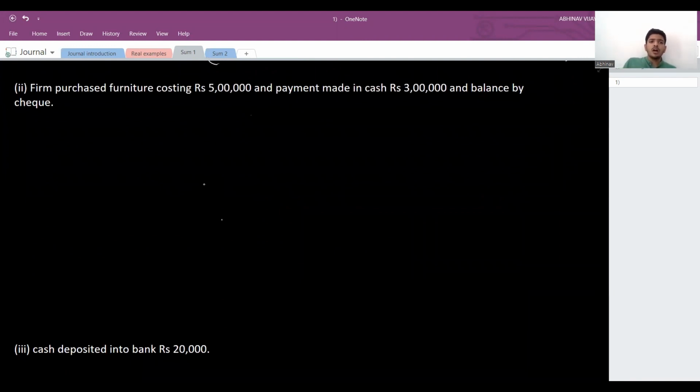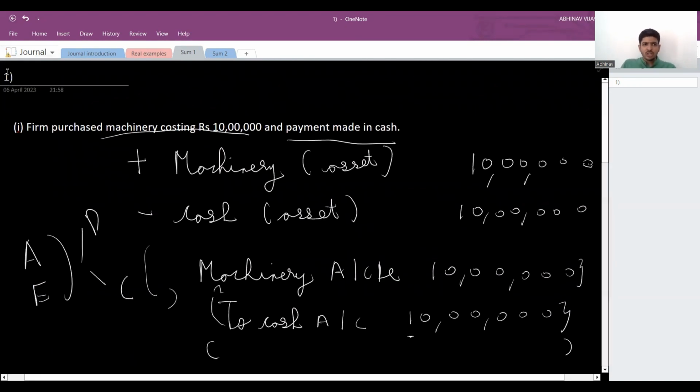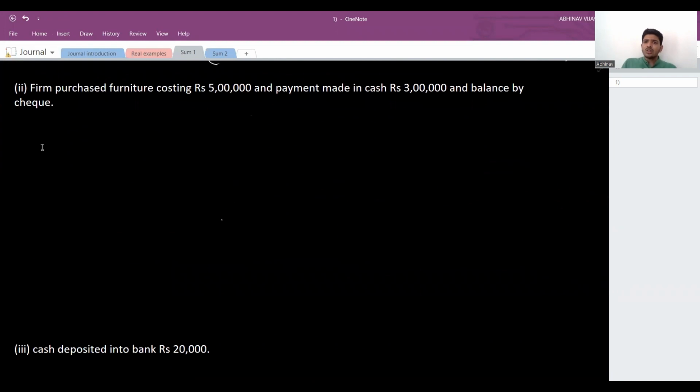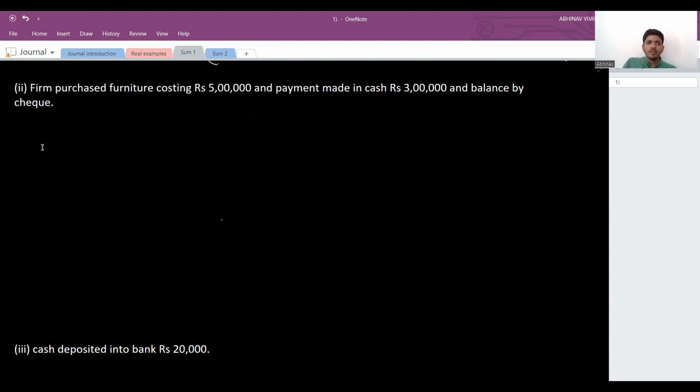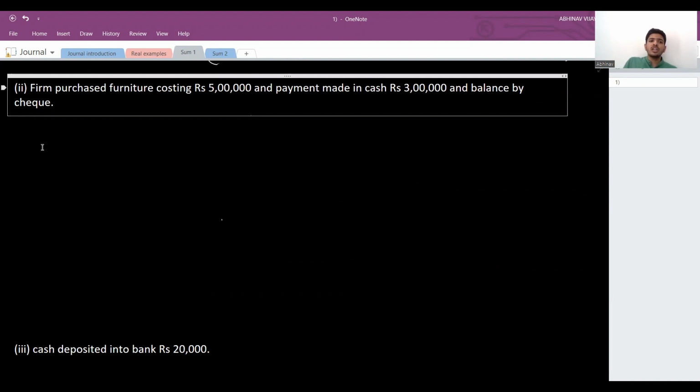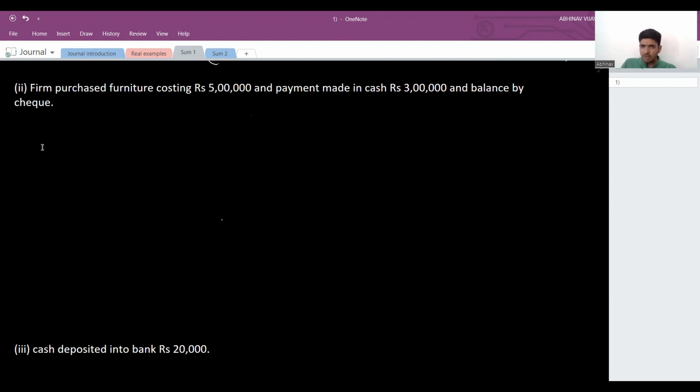Now next question. Let's be quick because I already told you the concept. A firm purchased furniture costing 5 lakhs, and payment made in cash rupees 3 lakh and the balance by cheque. This is already mentioned in your book, so it's best you take a photocopy, soft copy or a printout. It will be better than writing down the questions. Don't waste your time. I told you this concept in the previous question itself, so the logic should be easy now. First part, break it down. Furniture costing 5 lakh.